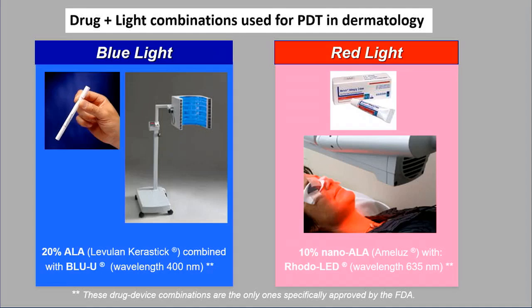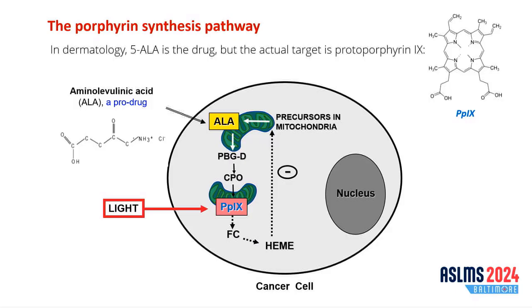So in the States, really these are the two FDA-approved formats for PDT. Both of them involve aminolevulinic acid, or ALA. So 20% ALA in an alcohol solution on the left combined with blue light, or 10% ALA in a nano emulsion formulation with red light. And so this is what we're going to confine the talk to today, the use of these FDA-approved modalities.